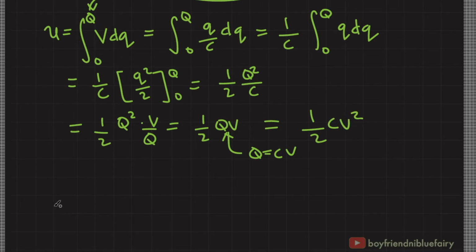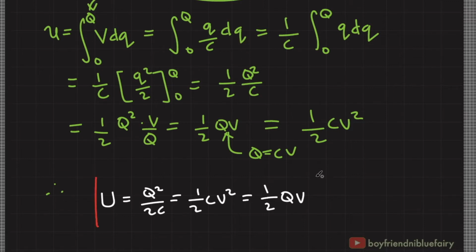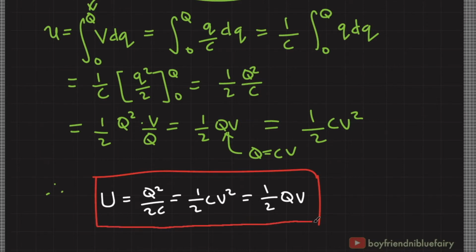So therefore, the potential energy stored in capacitors can be rewritten as Q squared over 2C, or 1/2 CV squared, or 1/2 QV. Again, this is the potential energy stored in a capacitor.